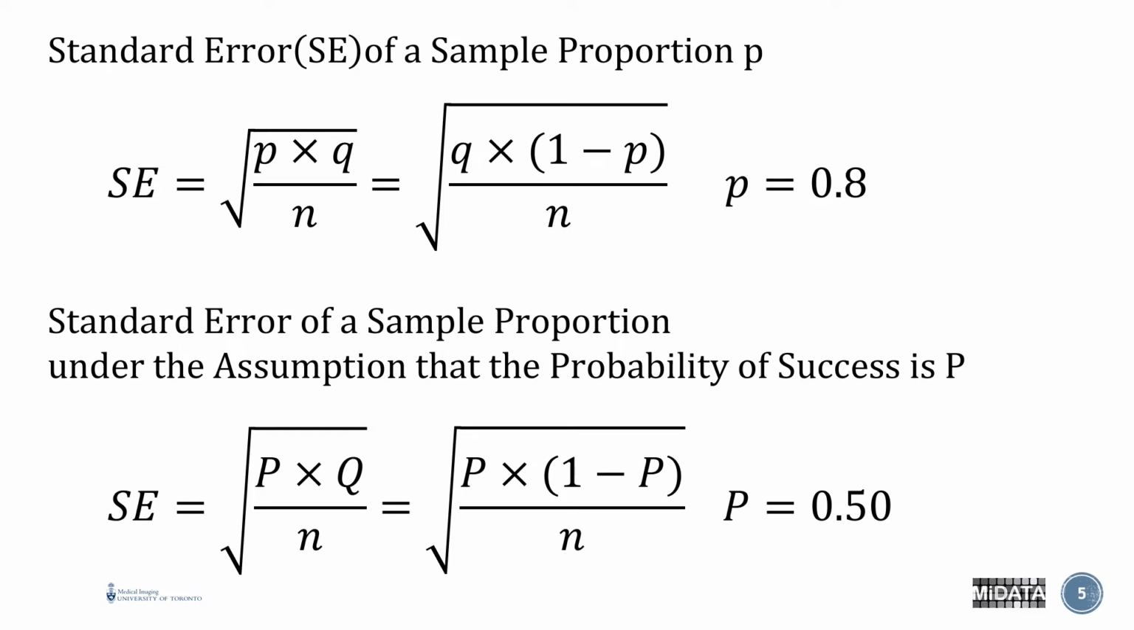Now, the standard error of a sample proportion under the assumption that the probability of success is p is, in this case, because the probability of success that we are testing against, for instance, is 0.5. So in this case, it is capital P, which is 0.5, times 1 minus capital P, which is Q, which is 0.5, divided by n, and it's the square root of that. That is how you obtain your standard errors.